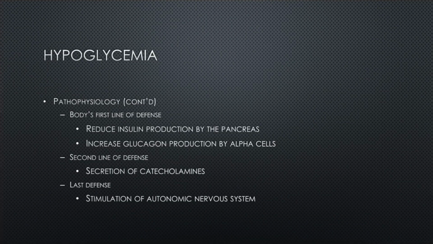So the body's first line of defense is to reduce insulin production by the pancreas and to increase glucagon production by the alpha cells. Remember, glucagon is going to tell the liver to start breaking down glycogen and use that to make sugar, energy. The second line of defense is secretion of catecholamines, including epinephrine and norepinephrine, by the adrenal glands. These effects can be seen as tachycardia and diaphoresis. It also includes cortisol, an adrenocorticoid, a steroid produced in the adrenal glands.